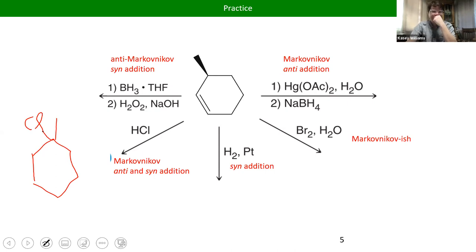I wouldn't ask you on a test to necessarily pick out what is the major product if they're all going to be that close in terms of percentages.